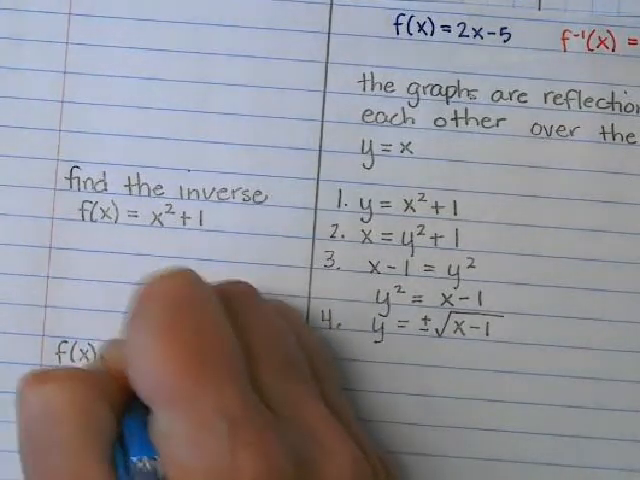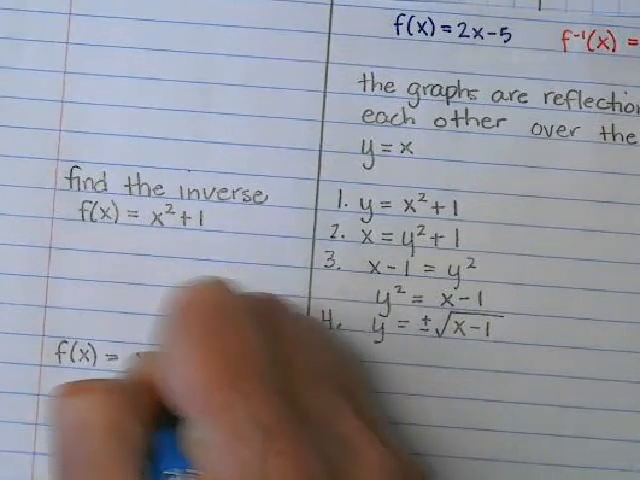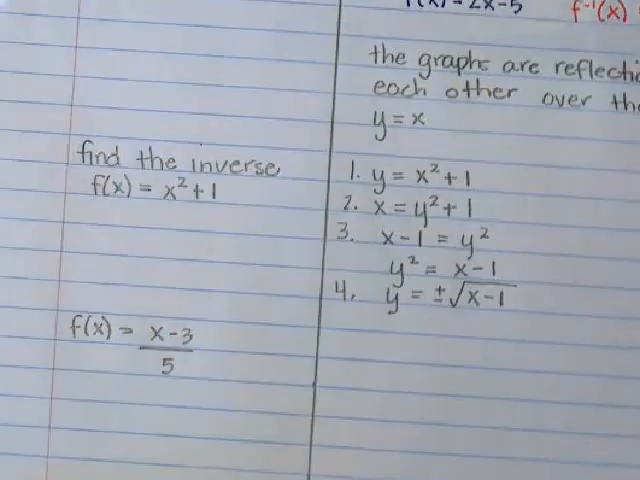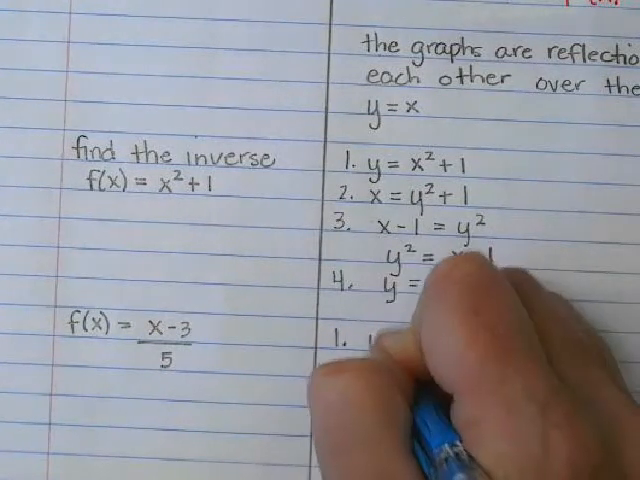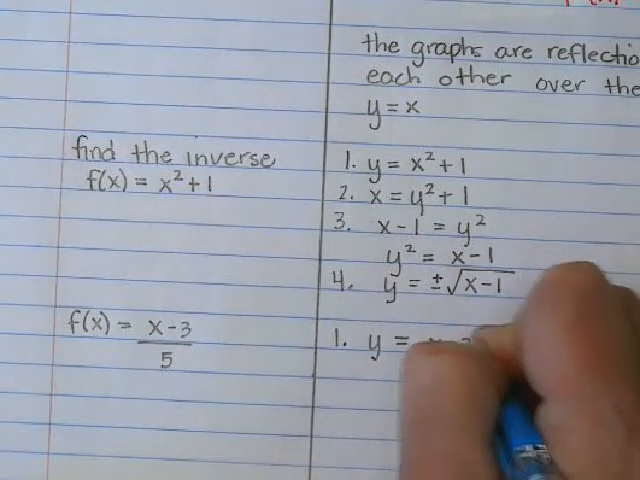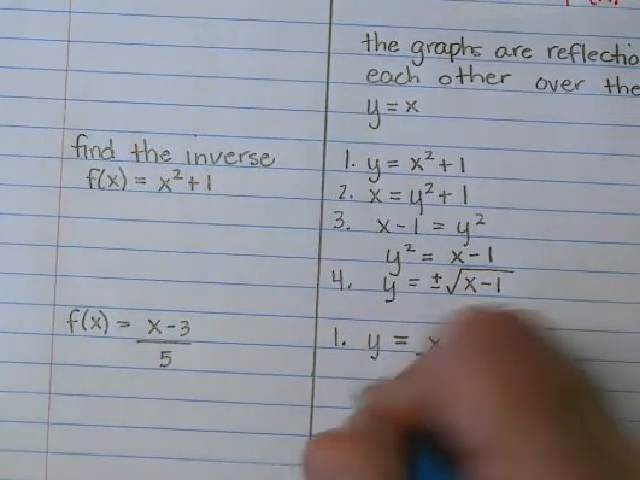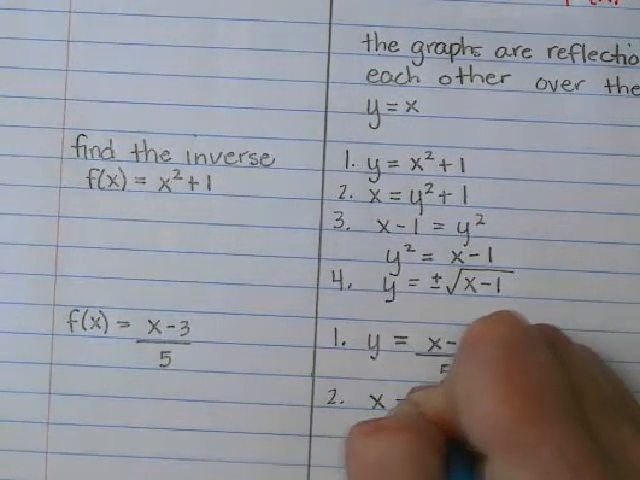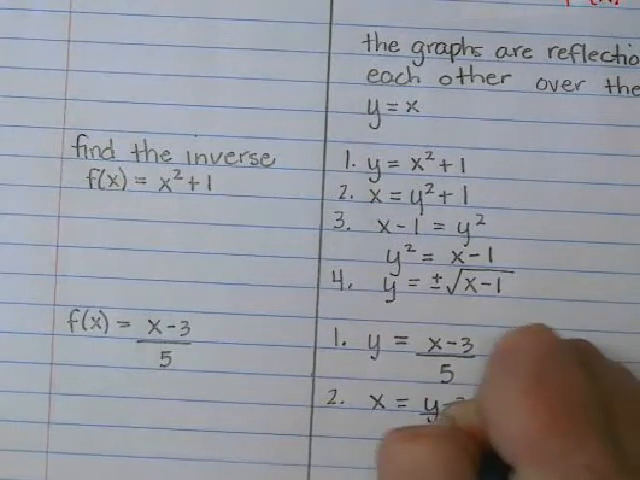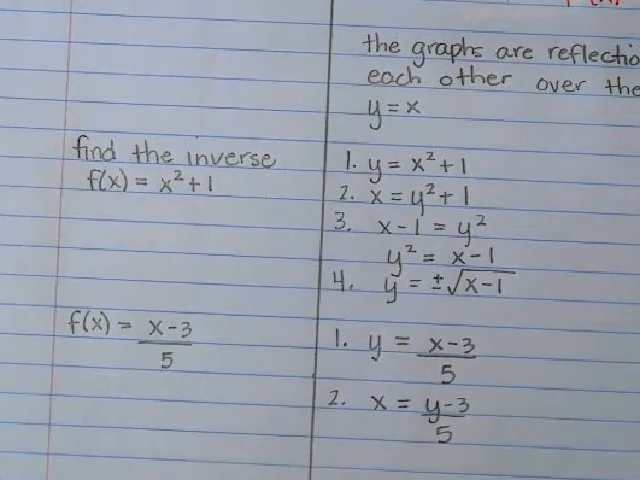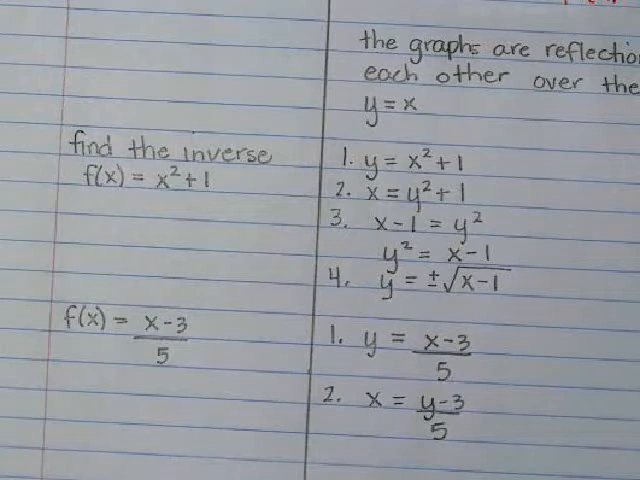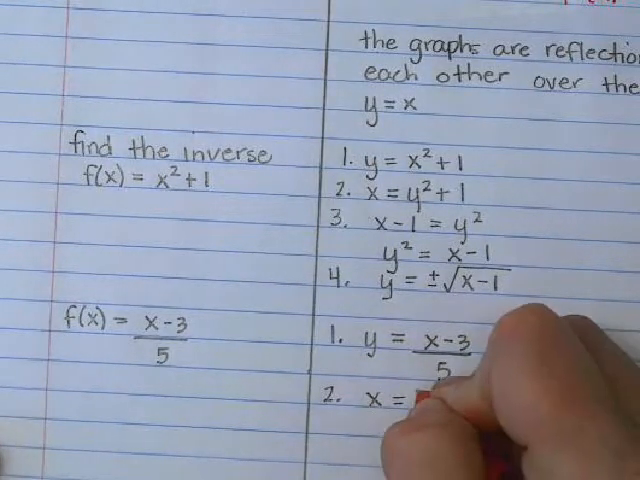Okay, let's look at another one. Let's say we had f of x is (x minus 3) over 5. Okay, first thing, I'm going to change that. Now, there's a couple of ways that you could do this, and it kind of just depends on what's easiest for you. Okay, I'm going to switch x and y. Now, I have to solve for y. I got to get this 5 out of there. So you could just think, it's divided by 5. The opposite of divide is multiply.